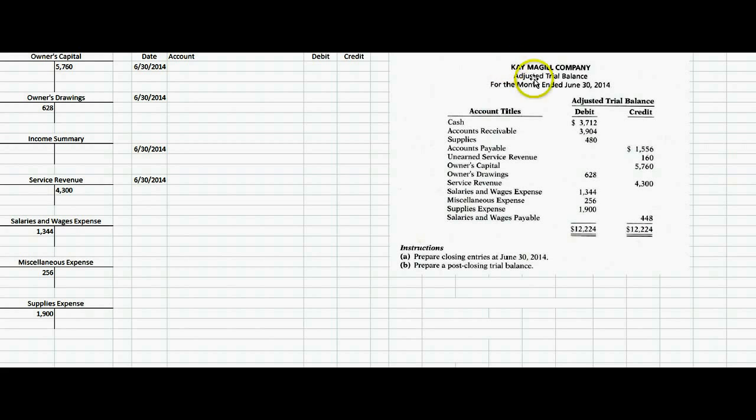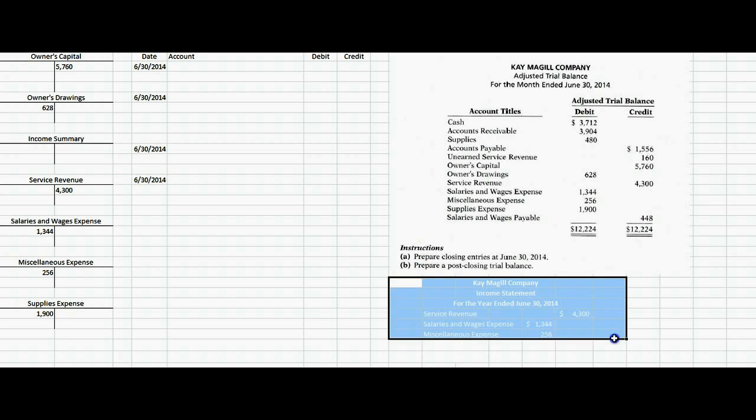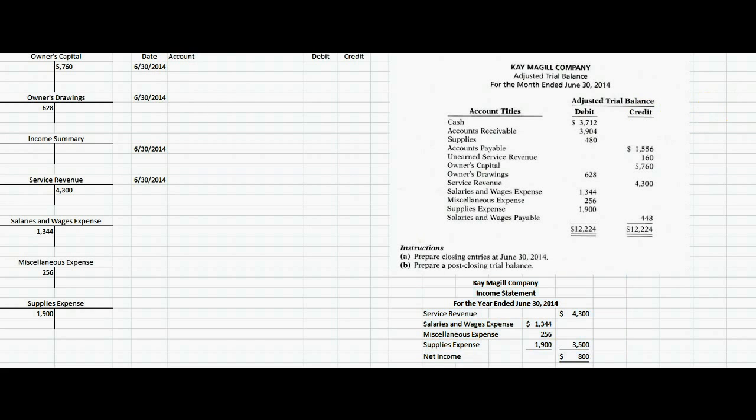First of all, here's the McGill Company. Their fiscal year ends on June 30th, 2014. We only close out our temporary accounts at the end of the fiscal year. So let's create a little income statement just to help us learn what's going on here. Remember, you can look at the bottom of the adjusted trial balance, and down here you see our revenue minus our expenses. $4,300 in revenue minus $3,500 in expenses gives us net income of $800.